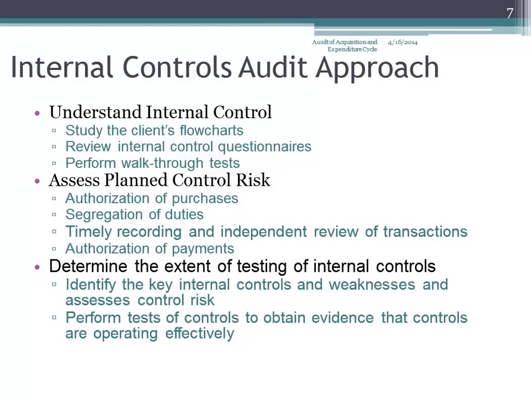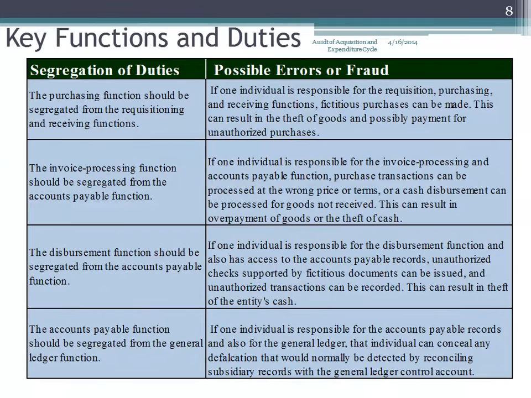Same thing: segregation of duties is a key control activity. Remember, we want to make sure that people are not in a position where they can perpetrate a fraud and then cover it up. So a key segregation of duties for the purchasing cycle is that the purchasing function should be segregated from the requisitioning function. The requisitioning function is an authorization to purchase goods, and the purchasing function actually goes out and commits to that. If I'm able to requisition goods and also place the order, I could order goods for my own purposes.